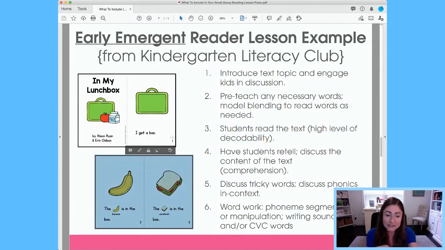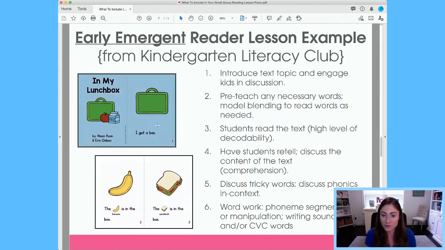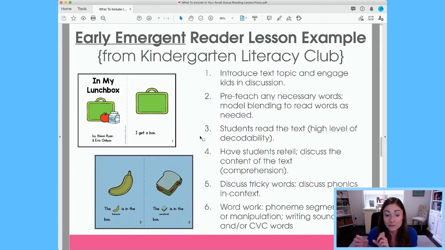Now, not all texts need to look like this. This is just the Kindergarten Literacy Club example for July. We use the little rebus pictures so that we could have a rich topic and rich conversation. But these kids aren't able to decode a ton of CVC words yet. If we gave them at this level tons and tons of CVC words, this imaginary group of kids, right, that would be too much for them. So some of the work is done for them here, so they don't even have to read. They just know the sandwich is in the box. So they're focused on reading the words the, is, in, box is decodable, right?